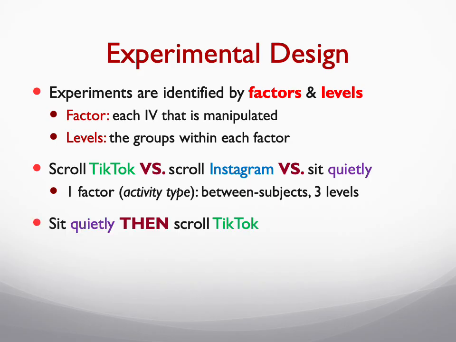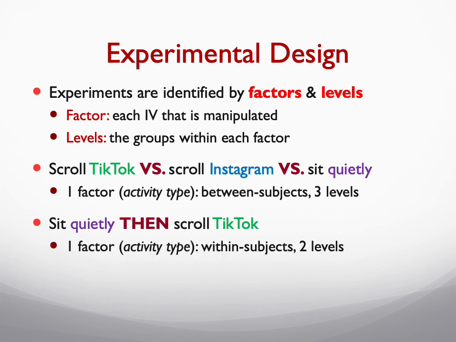This is opposed to the other example I proposed, which is that I could have one group of people sit quietly and then that same group of people scroll TikTok. In this case, it would be 1 factor, still activity type, within subjects, because this one group is engaging in all of my different experiences. And it has 2 levels. There's sitting quietly and there's TikTok.